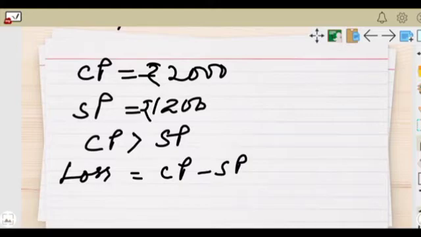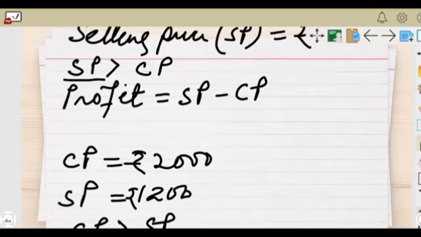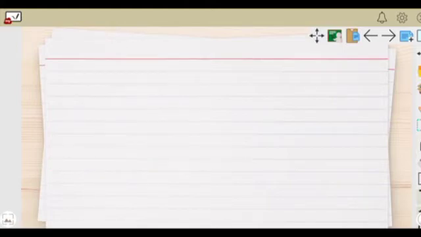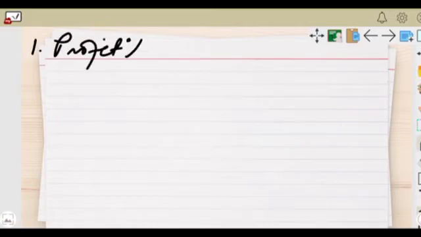So don't forget, there will be profit when selling price is bigger than cost price. What is the formula for finding the profit? Selling price minus cost price. And loss will happen when cost price is bigger than selling price. See here, cost price is bigger than selling price, so there is loss. What is the formula for finding the loss? Cost price minus selling price. Now I'm going to introduce two more formulas here. The first one is profit percent, and the second is loss percent.